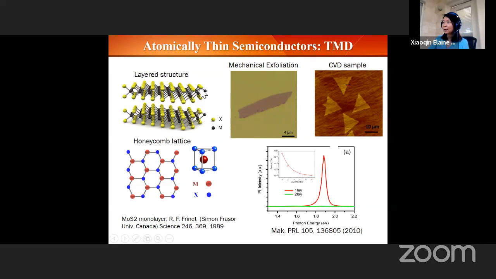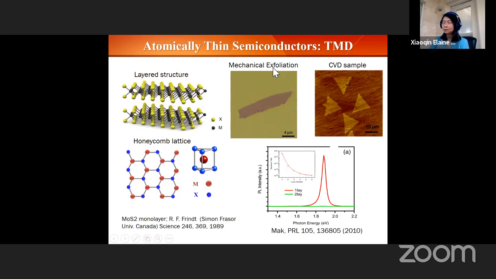For a single unit cell thickness, there are three atomic layers. There is a transition metal in between, and then a chalcogen atom on both sides. If you look at this material from top down, you have a honeycomb lattice where the A and B sites are occupied by two different materials.